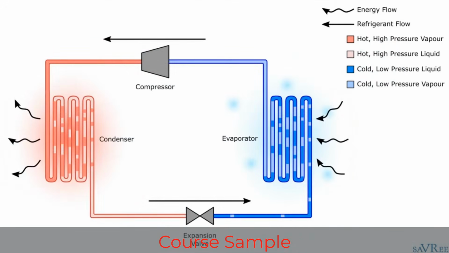On the suction side of the compressor, we have a cold, low pressure vapor. Remember, the entire system is full of refrigerant, so this would be a cold, low pressure refrigerant vapor. After the compressor, we've got a hot, high pressure vapor.